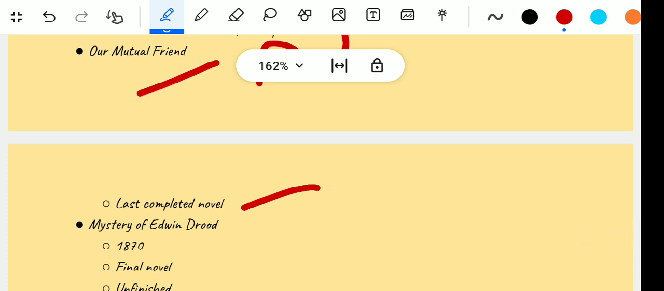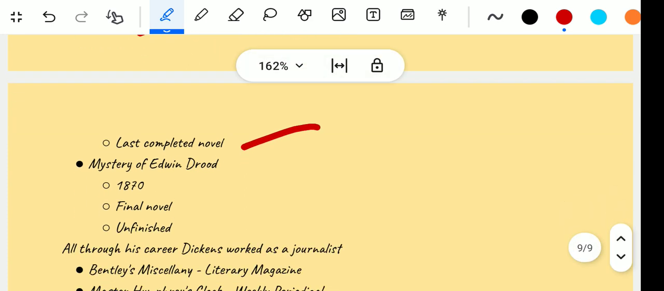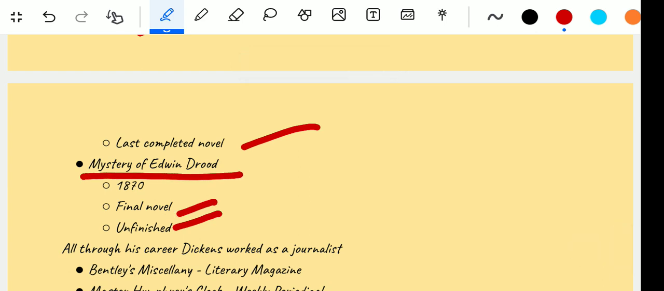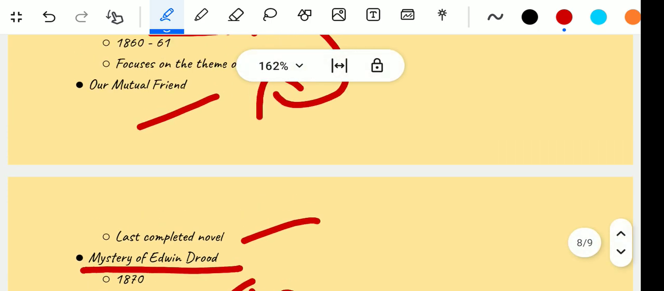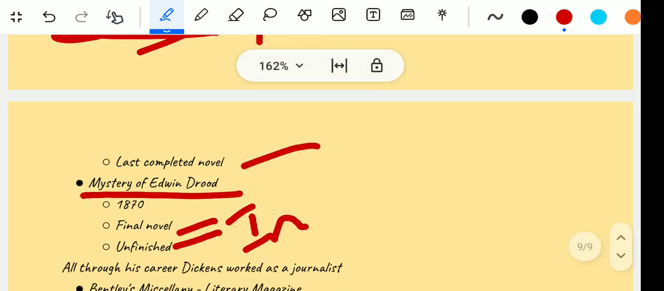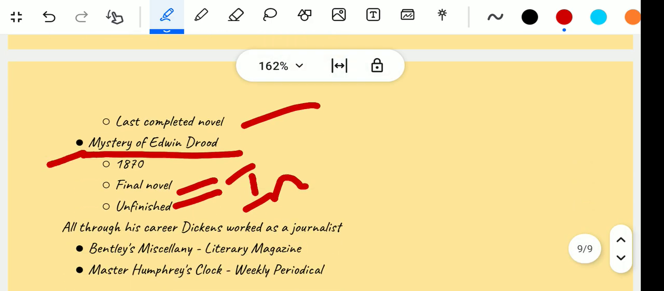Our Mutual Friend was his last completed novel. After that, one more novel is there, but that was not a complete work. The Mystery of Edwin Drood was his final novel, but it is incomplete in nature. But Our Mutual Friend is his last completed novel, and The Mystery of Edwin Drood is his last incomplete novel.